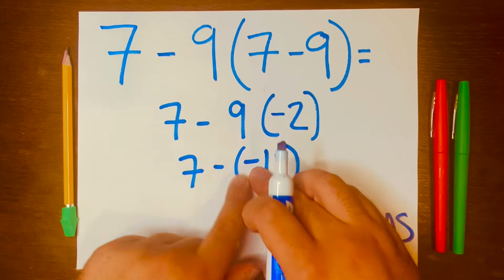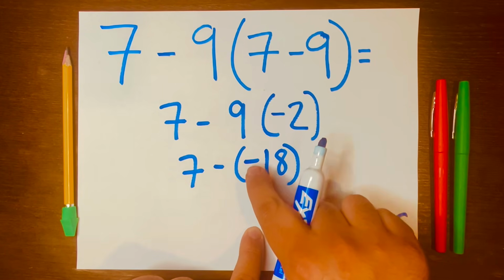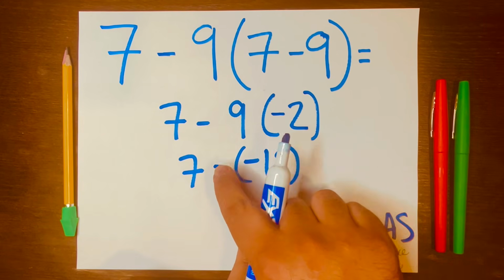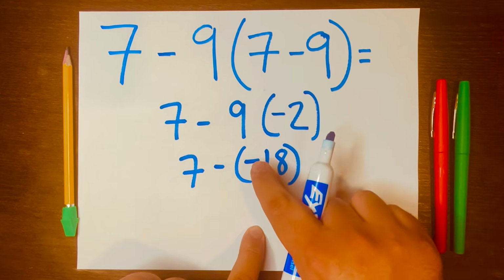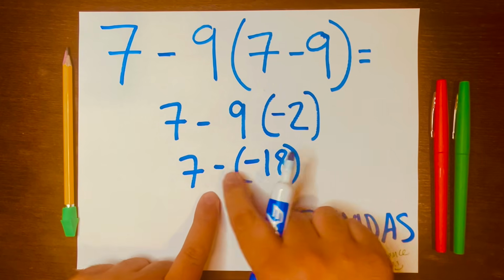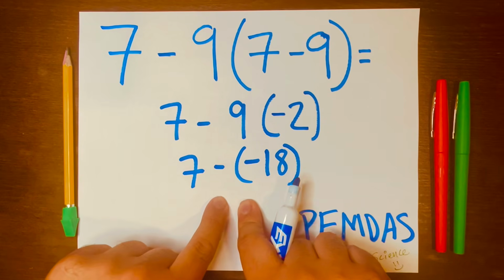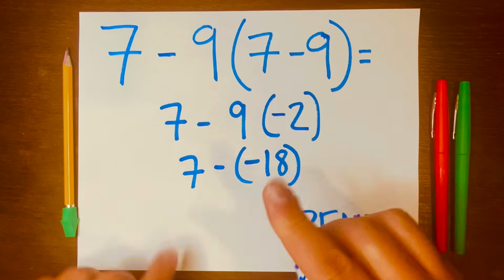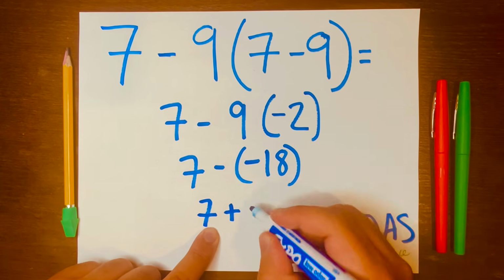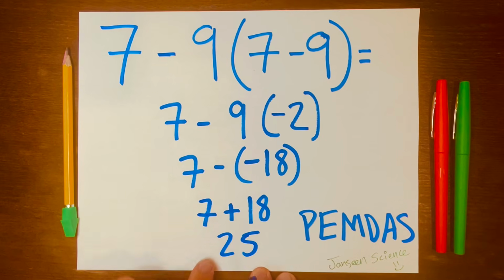This symbol that I'm pointing at is not a minus, it is a negative. This is a minus sign, that's one of the operations. But that symbol next to the 18, that is a negative. So anytime you see minus a negative, it becomes positive. So 7 plus 18 is 25. So your answer is 25.